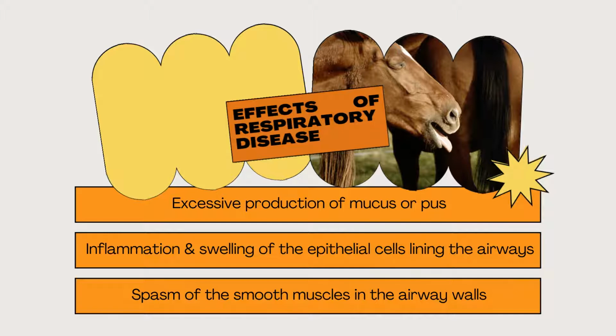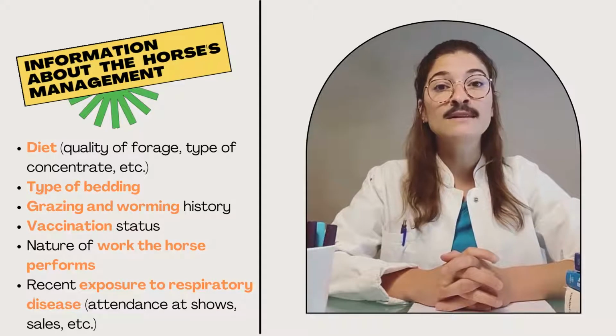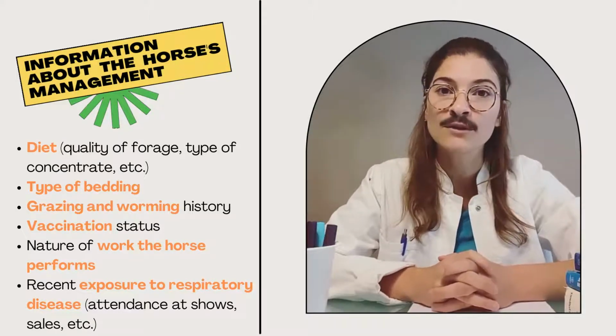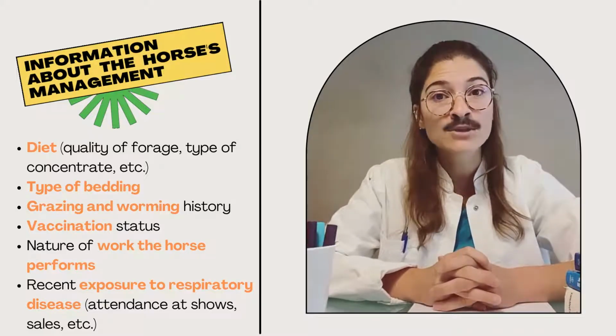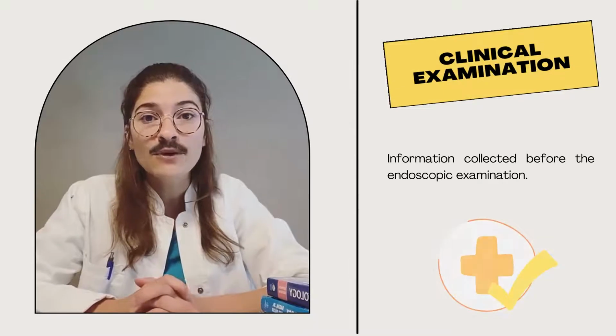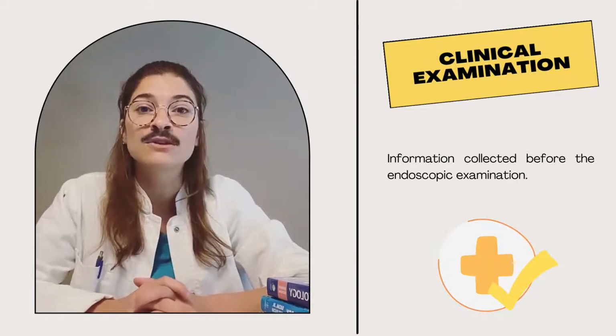Diseases of the respiratory system include viral infections, bacterial infections, fungal infections, allergic respiratory disease, and parasitic infections. So now we are going to talk about the clinical examination. First, the vet will talk with the owner in order to collect information about the daily life of the horse. After talking with the owner, the vet will examine the horse to collect physiological information about his health.